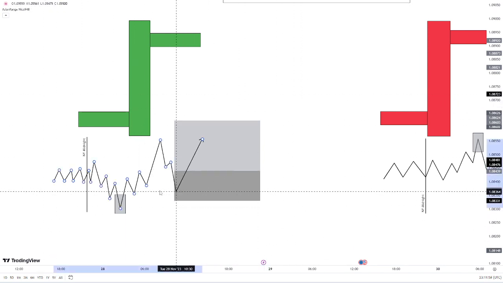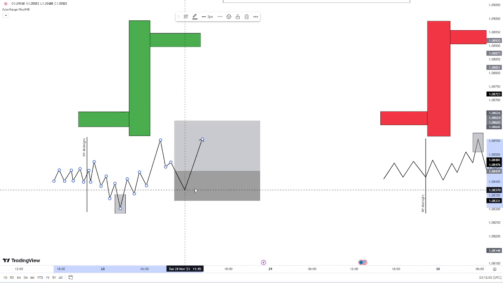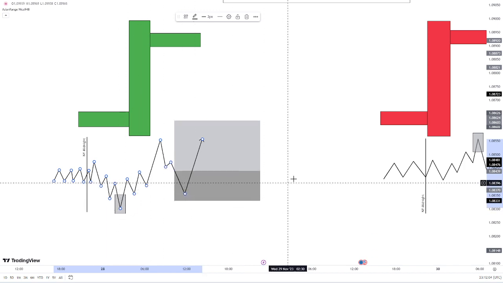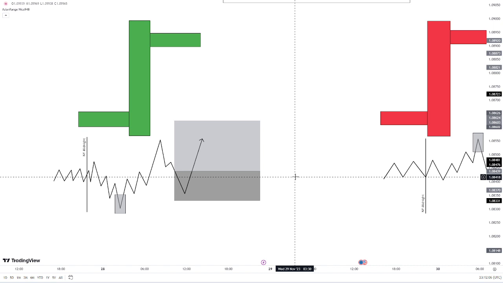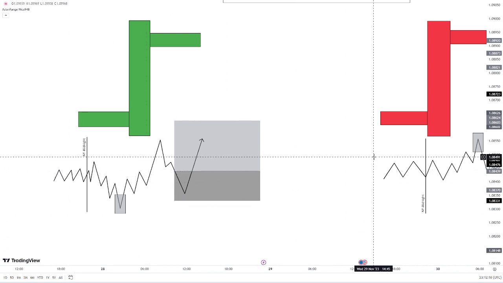We're looking to buy near the low of the day in this region over here. This is called the AMD or the power of three or the Judas swing down here or turtle swing. They all mean the same thing. It's understanding the concept and pairing this with a narrative that will get you successful.